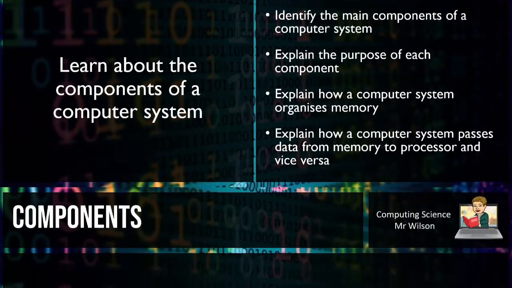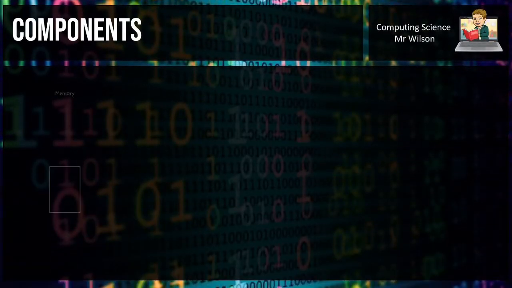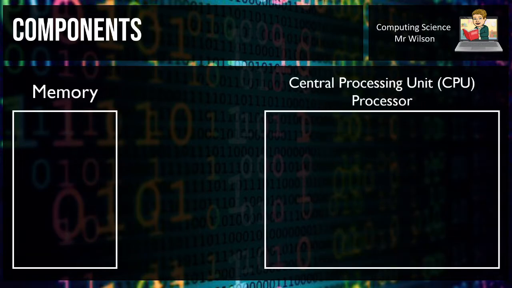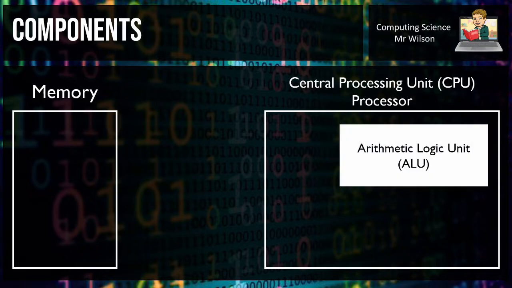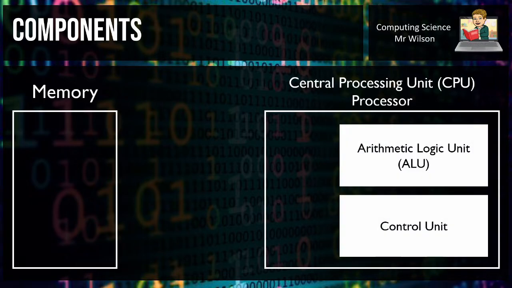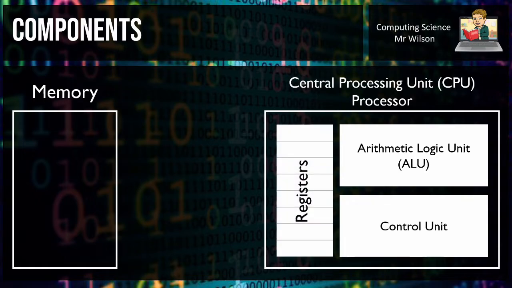The inside of a computer system is roughly split up into the memory and the central processing unit, which is sometimes known simply as the processor. The processor is made up of the arithmetic logic unit, the control unit, and the registers. The arithmetic logic unit, or the ALU, is used to handle any calculations or logical decisions.